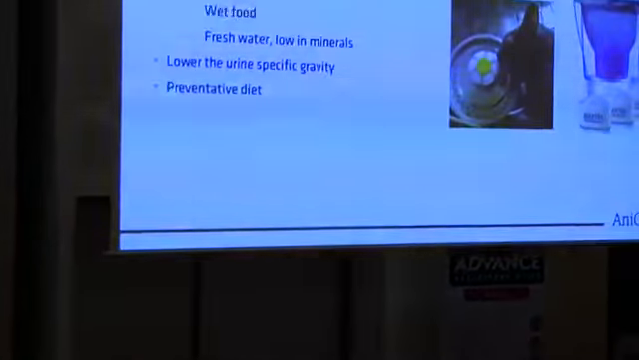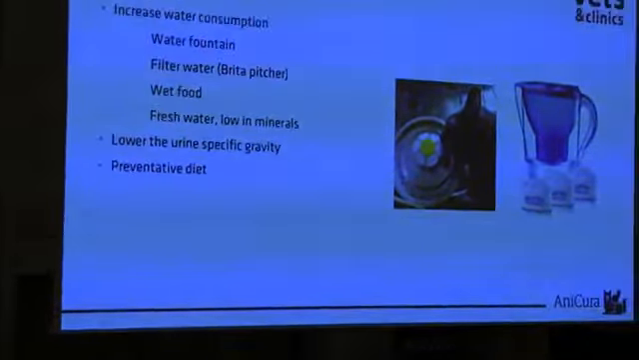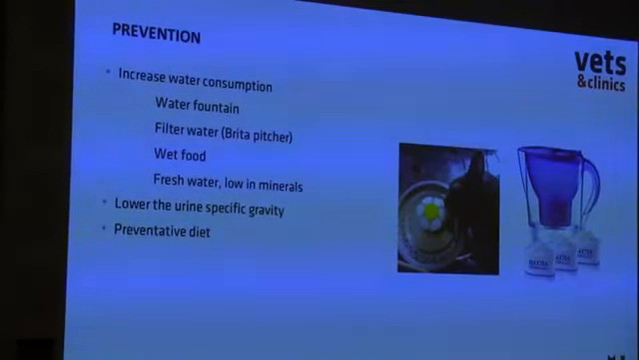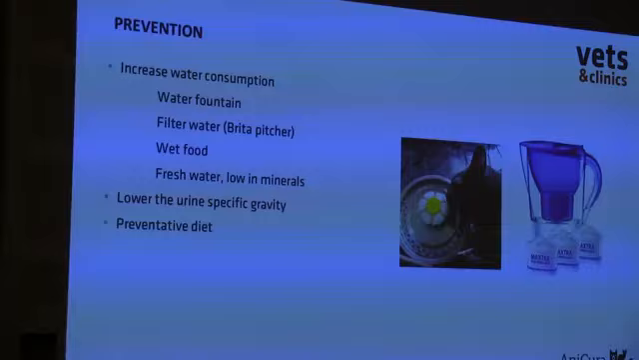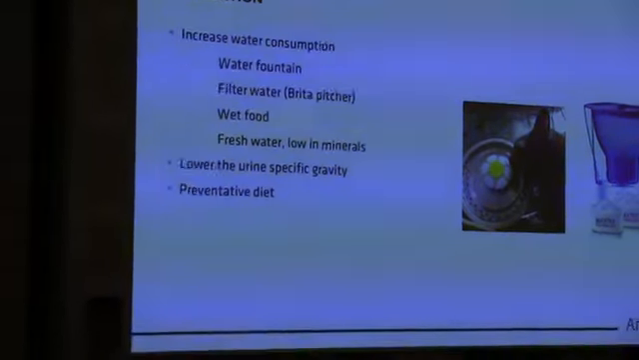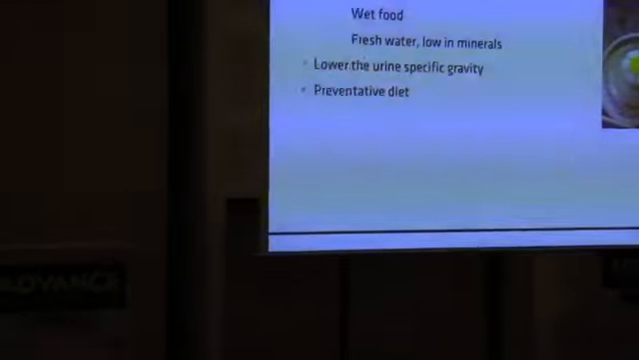And this is the urinary diet that we have in advance that Alba commented on before. Prevention: increase the water consumption. You can use a water fountain, filtered water, like a Brita pitcher. I have one of these in my house for my dog and cat. And fresh water, change the water often, with low minerals, and try to decrease the urinary specific gravity to dilute a greater number of crystals, and use the preventative diet that was commented on before.